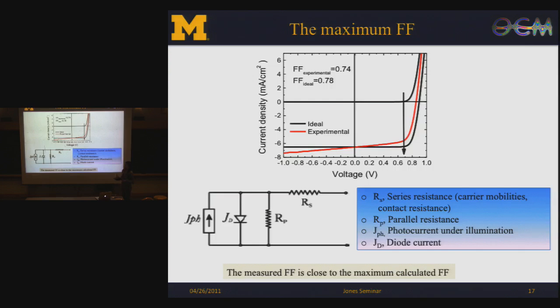Suppose we don't have any other recombination happening in our devices, and our measured data is 0.74. So we are really doing a very good job in terms of the resistance control in our organic solar cell, and we don't introduce extra resistance to our solar cell. So our number 0.74 is pretty close to the idealized number 0.78, the number calculated based on the Shockley circuit theory.